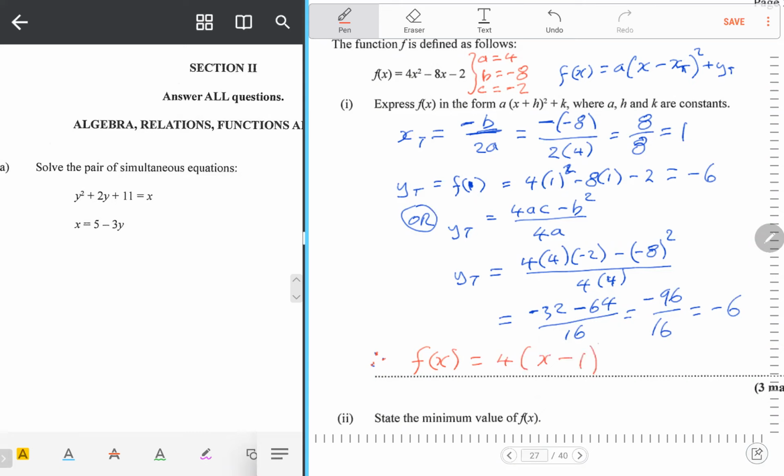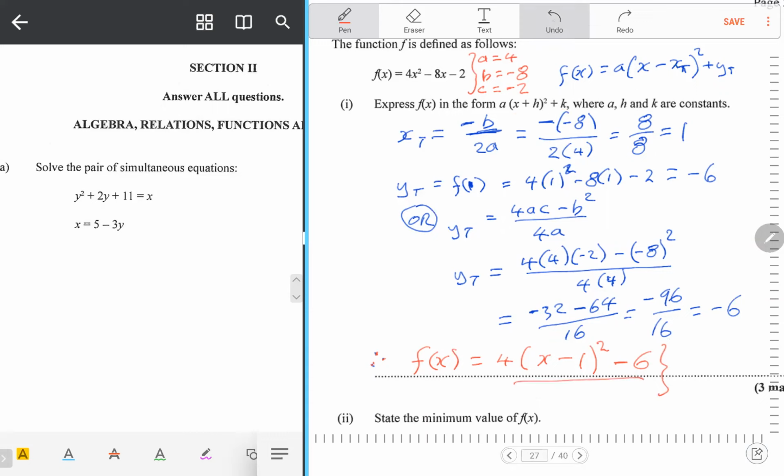Don't forget to put on the square, and then the plus yt. The plus yt is negative 6, and that is basically it. All that would happen is they ask for the value of a, h, and k. You compare this with this.